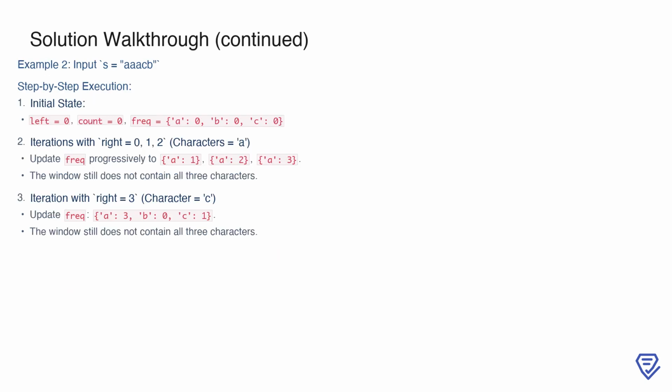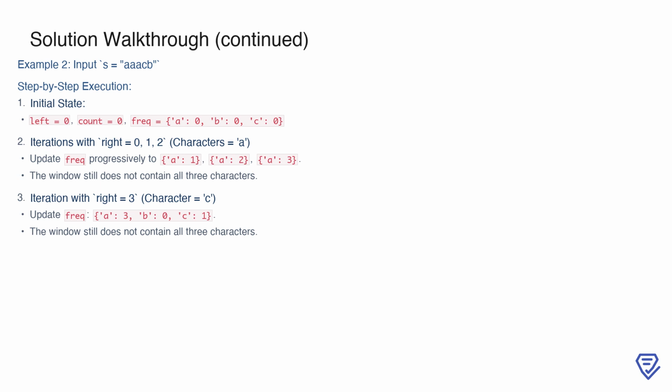Now let's consider another example with s equals aaacb. We initialize the sliding window variables as before: left equals 0, count equals 0, and frequency equals a:0, b:0, c:0. As we iterate, the first three characters, all a, are encountered at indices right equals 0, right equals 1, and right equals 2. The frequency map updates progressively to a:1, a:2, and a:3. However, the window still does not include all three required characters.